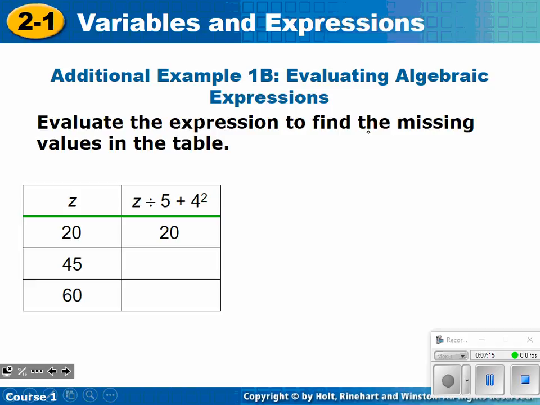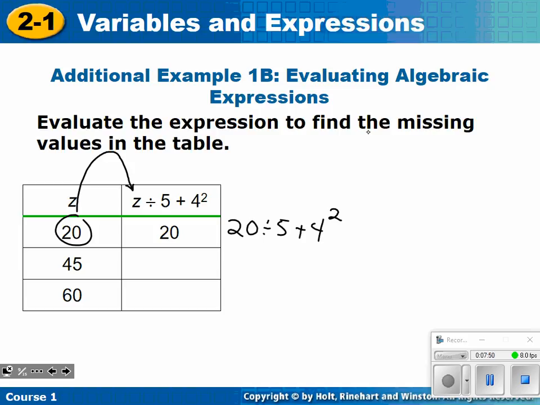This is just as easy. You guys have done this before. Watch. This column up and down here represents z. This column is whatever z is divided by 5 plus 4 to the second power. So you take this 20, you plug it in for z, and you end up with this problem: 20 divided by 5 plus 4 to the second power.